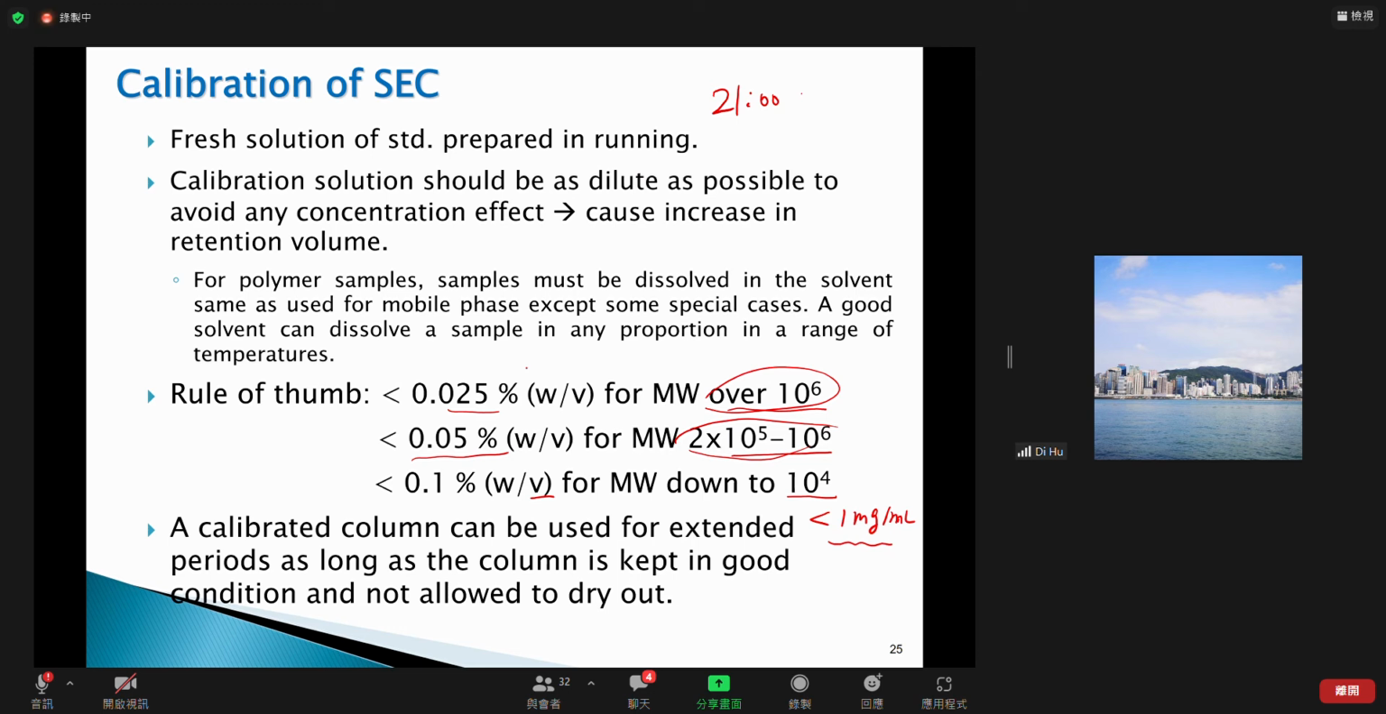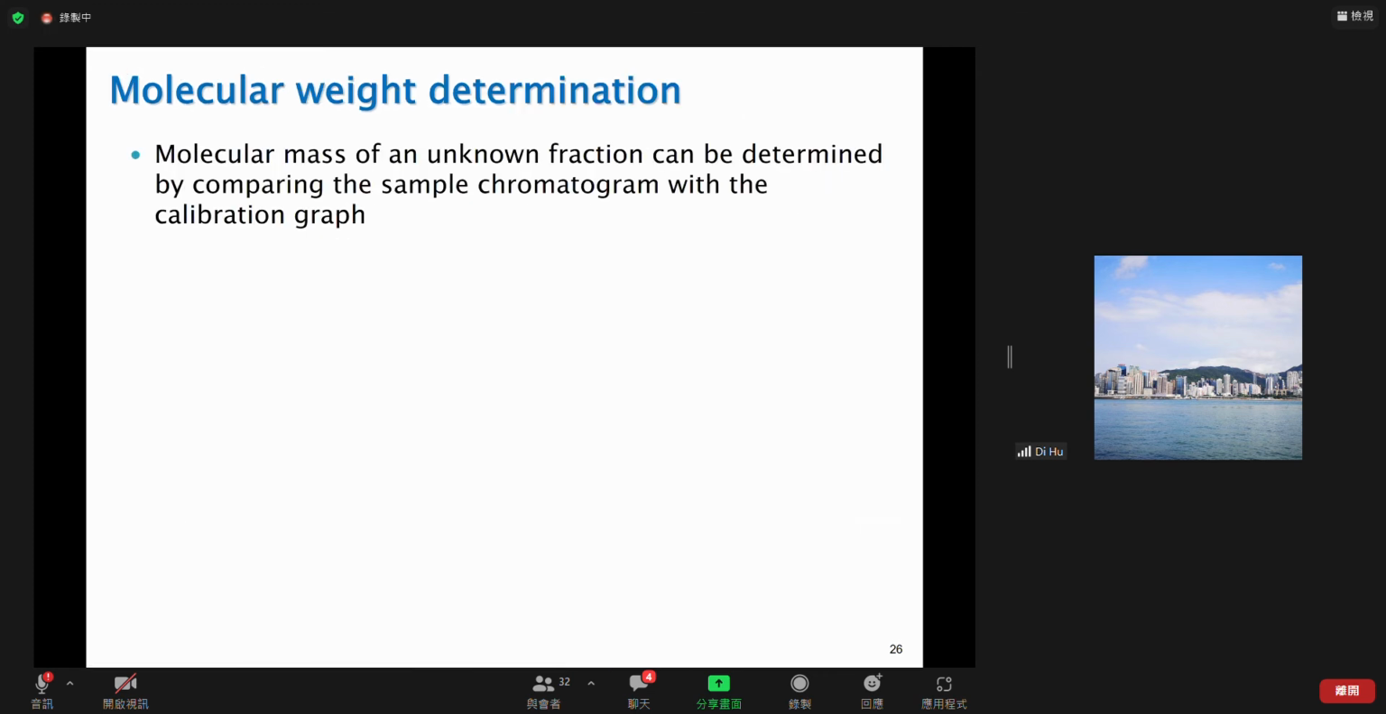So if the column is kept in good condition and not allowed to dry out, and you don't keep the column at extreme temperature, very hot, no. You also don't want to shake it vigorously, no. So if you can maintain the column, keep it and treat it carefully, then it should be usable for a longer time.